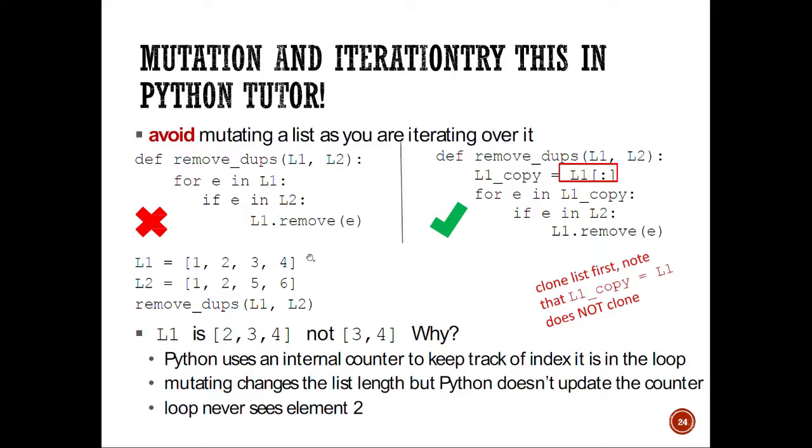And if we check the previous example, L1 becomes 2, 3, 4 and not 3, 4. This is because Python uses an internal counter to keep track of the index in the loop. So mutating changes the list length, but Python does not update the counter. So the loop never sees the element 2.